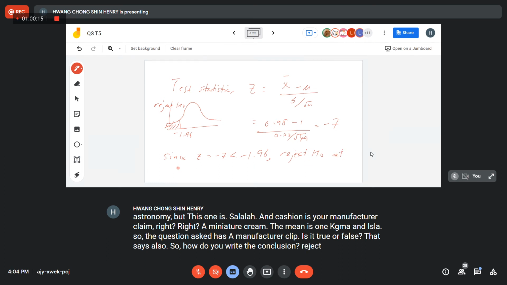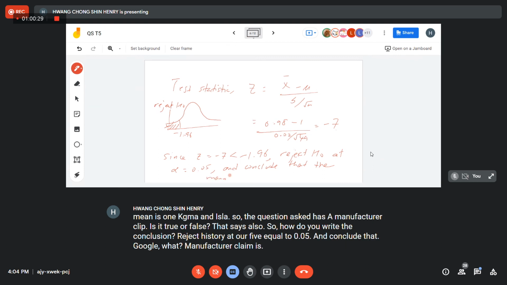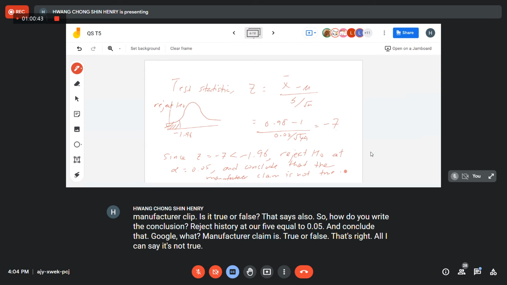Reject H0 at alpha equal to 0.05 and conclude what? The manufacturer claim is true or false? False, right? Or you can say it's not true. Not true means false.